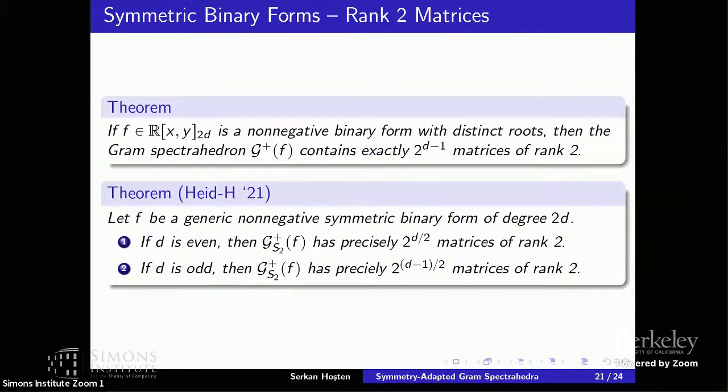If d is even, then 2 to the d over 2 survive, and if it's odd, 2 to the (d minus 1) over 2 survive. And it's not just a number, by the way. We can precisely characterize which ones are going to survive by looking at the roots again. So it's a nice generalization of a very classic theorem.